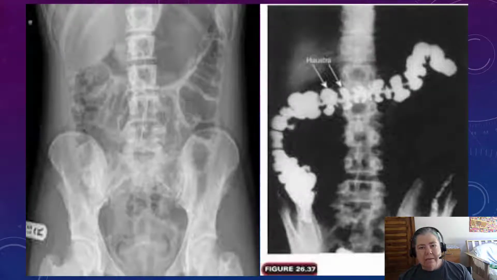And here we have some x-rays. The x-ray on the left shows a lot of gas in the large intestine, but you can see haustra. And the x-ray on the right is a barium x-ray. So there's barium here, and I am wondering if this is a reversed barium enema. I think it is. But you can see where circular smooth muscle contractions are forming haustra.